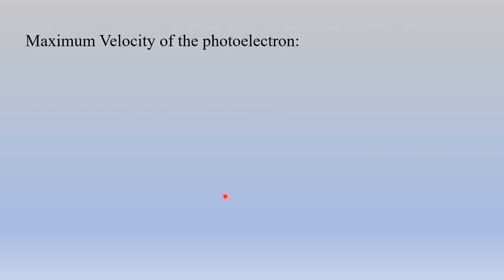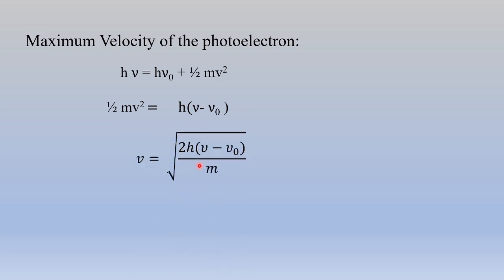Now let us find an expression for the maximum velocity of the photoelectron. We have Einstein's photoelectric equation, that is h nu is equal to h nu 0 plus half m v square. So we can bring h nu 0 to the left side, then we have half m v square equal to h nu minus h nu 0. Here h is common, so h into nu minus nu 0. From that equation we have v is equal to square root of 2h into nu minus nu 0, all divided by m.